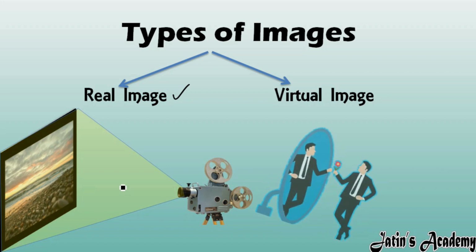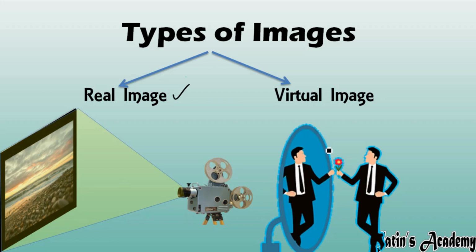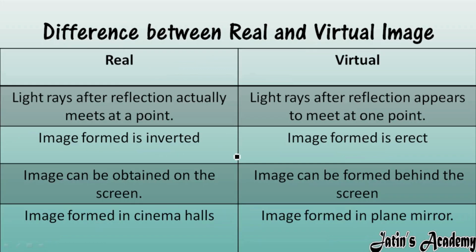But in a virtual image, for example, you are standing in front of a plane mirror. In front of a plane mirror, these light rays are not actually meeting on the mirror, they are meeting behind the mirror. That is why we are watching our image behind the mirror, not on the mirror. Means whenever we are moving back, the image is also moving back like this. So the image formed behind the screen is a virtual image. The image formed on the screen is a real image. Clear? And here we are having the difference between real and virtual image.